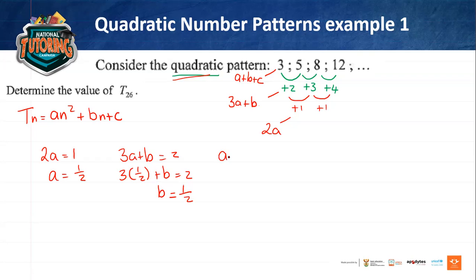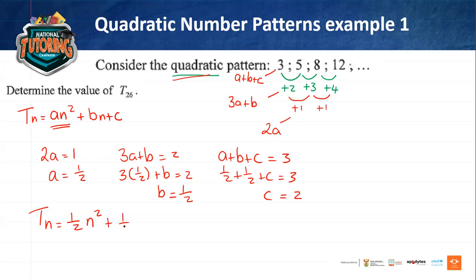And my last one, a plus b plus c, gives me 3. I know a is a half, b is a half. So that tells me c is equal to 2. So my general formula for this number pattern is a half n squared, that's my an squared, plus a half n plus 2. And often that's the first question they'll ask you: write down the nth term, or find the general form or general formula for this number pattern.